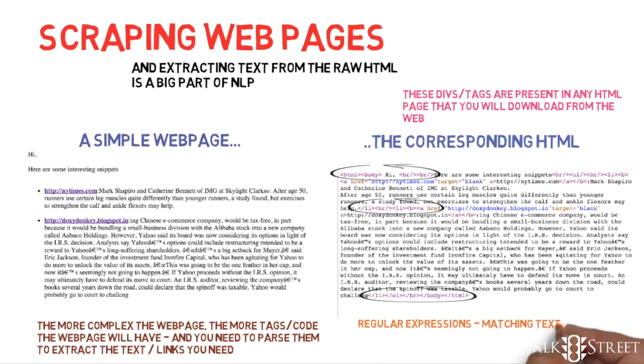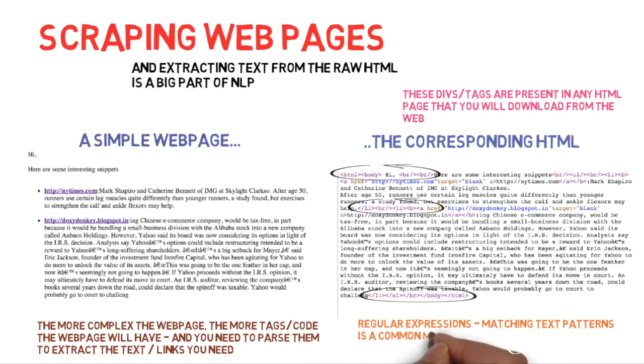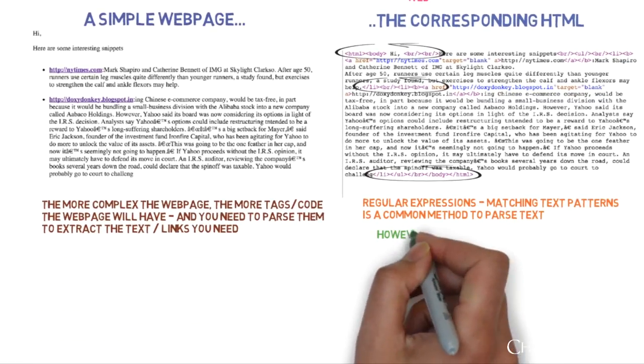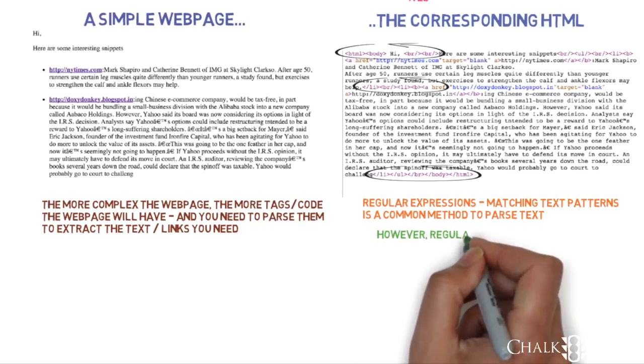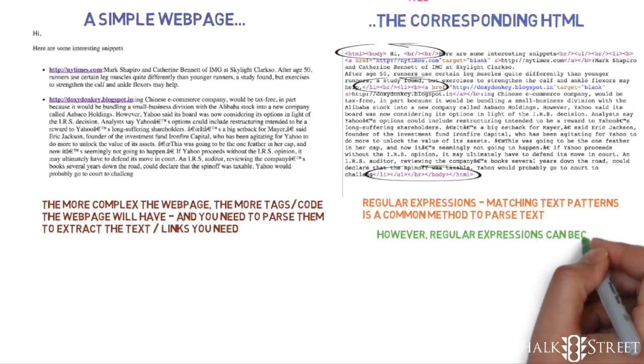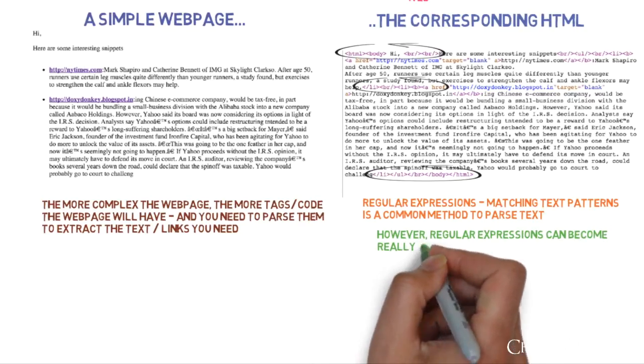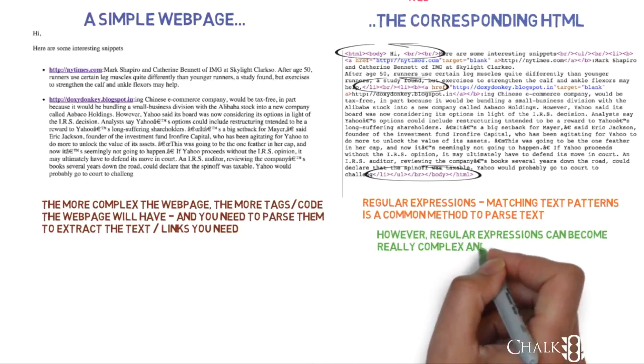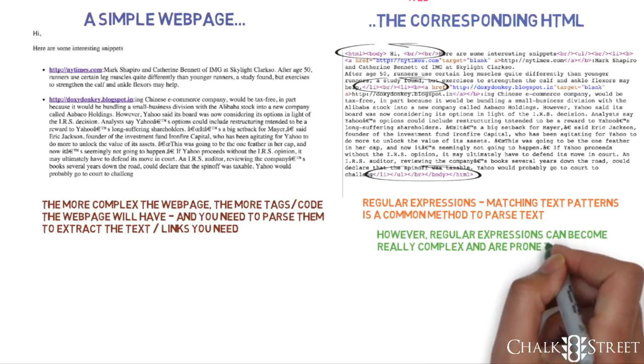Regular expressions are a common way of parsing text. These basically match text patterns, and you have to write a specific regular expression for every different pattern of text that you would find and would want to parse. This, as you can understand, could become really error prone and complex very quickly.